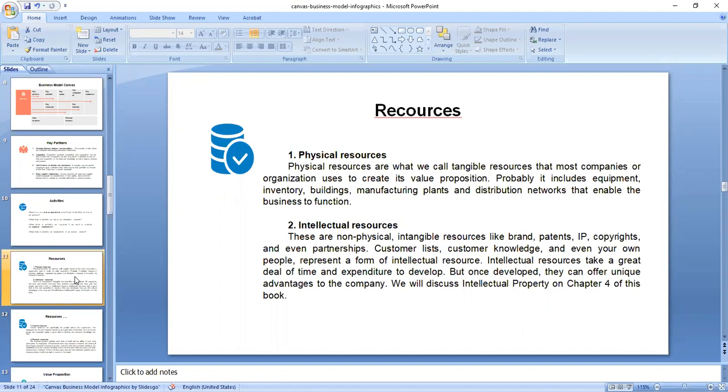Intellectual resources take a great deal of time and expenditure to develop. But once developed, they can offer unique advantages to the company. Okay, so this particular intellectual property rights actually will be discussed in the next module. It's chapter 4 in the book that I'm using.